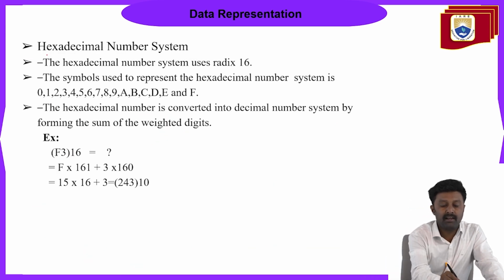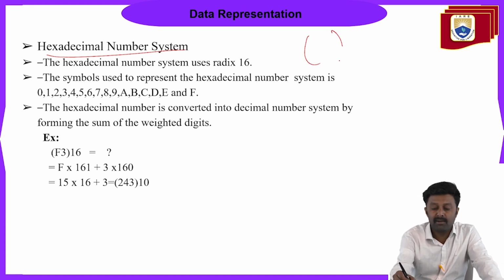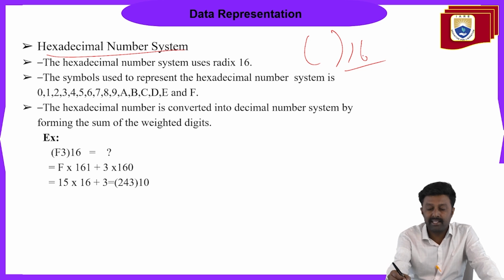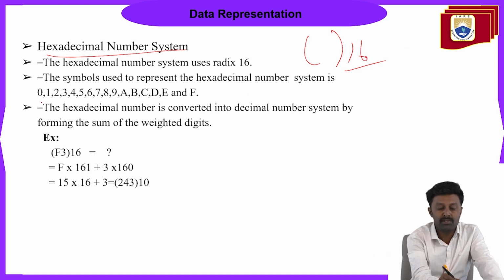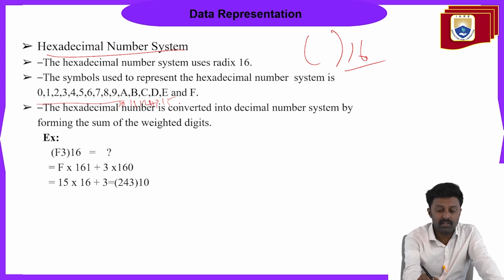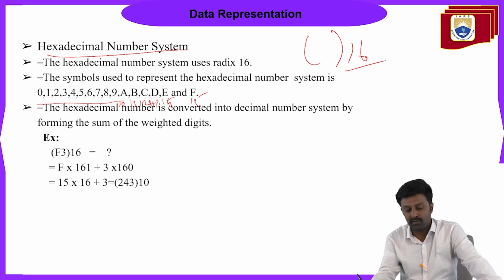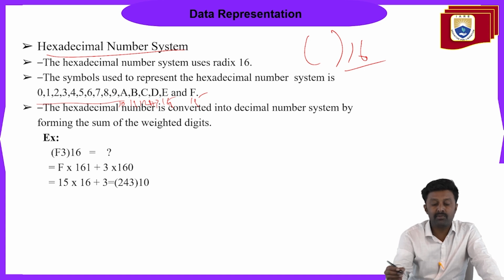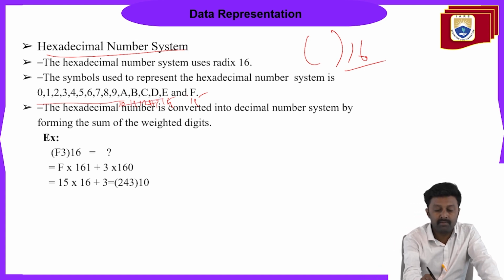Then the next number system is the hexadecimal number. As the name itself indicates, the hexadecimal number is represented with the radix 16. Here the numbers will be from 0 to 9, and then 10 is represented with A, 11 is represented with B, 12 with C, 13 with D, 14 with E, and 15 with F. So the numbers will be represented from 0 to F.